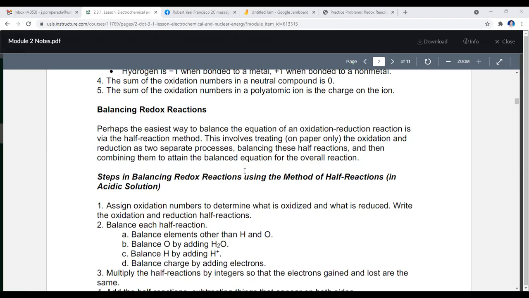Now this involves treating the oxidation and reduction as two separate processes. But actually, class, they are not separate processes. As mentioned already, they are simultaneous processes occurring, of course, simultaneously. But in this case, we will just treat them separately, as if you have a separate oxidation reaction and a separate reduction reaction. And then after that, you combine the two to attain the balanced equation for the provided overall reaction that you need to balance.